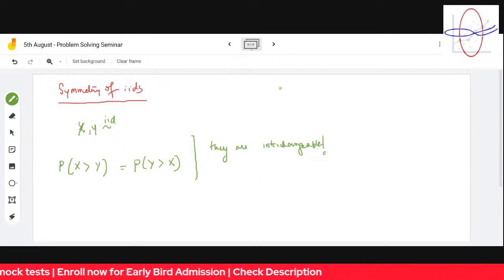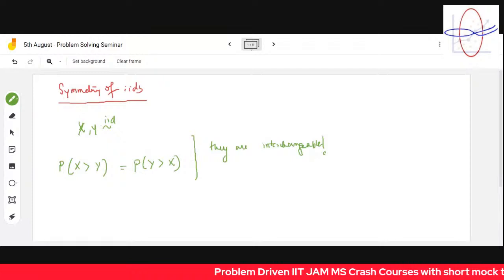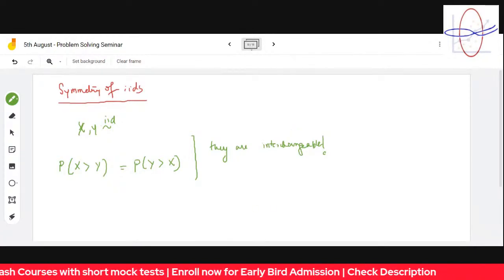This is really important understanding. Did you understand this? The idea of interchangeability is a very important property. So if X and Y are IID, then X... What is the mathematical form of interchangeability? Can someone tell me?